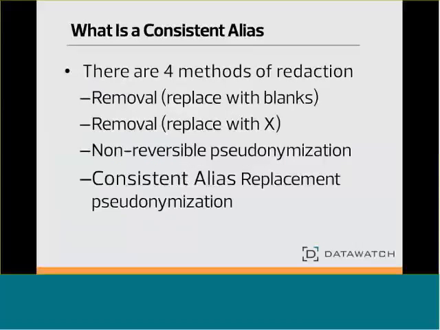So what do I mean when I say a consistent alias? In Modeler there are 4 methods of redaction. Removal, which is replacing data with blanks. Removal, replacing it with X. Non-reversible pseudonymization. And consistent alias replacement.